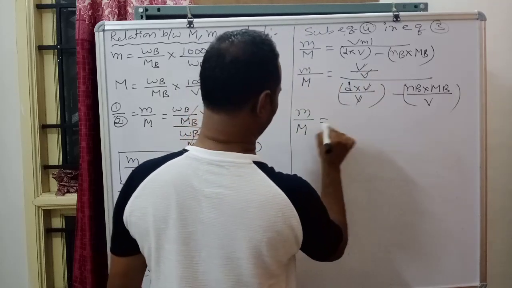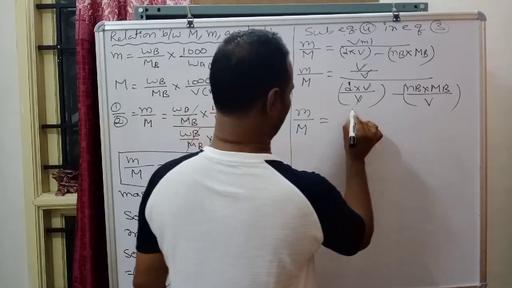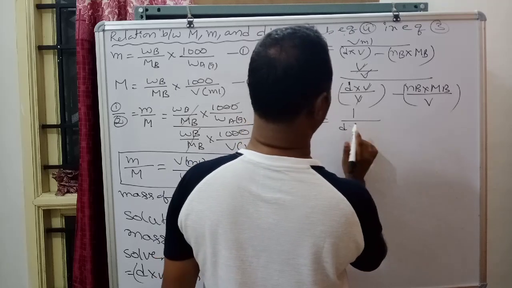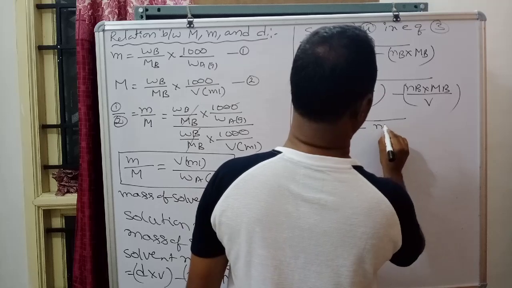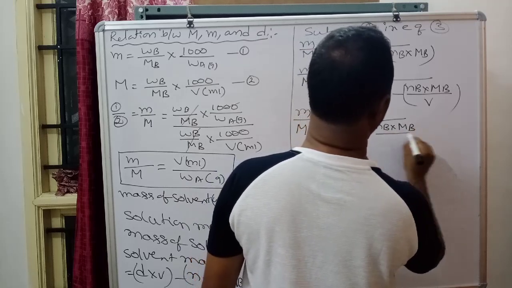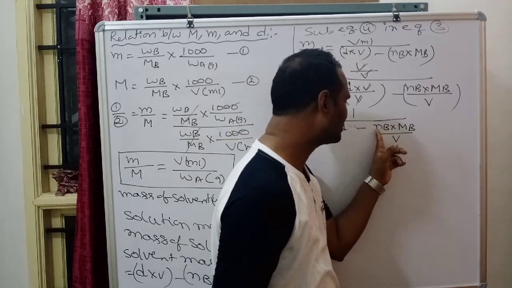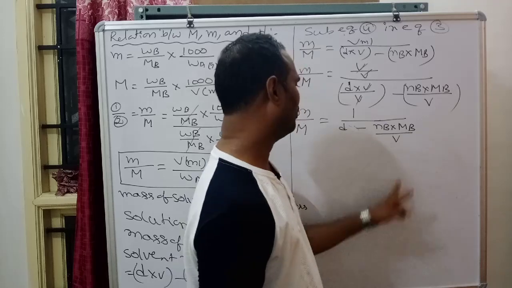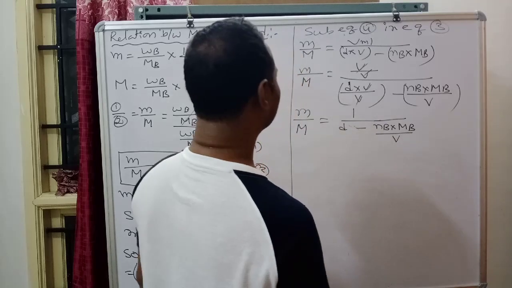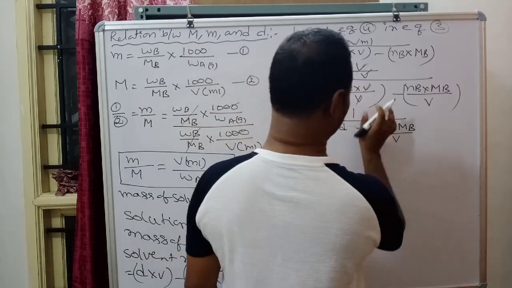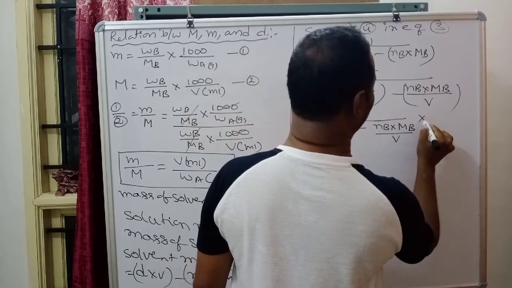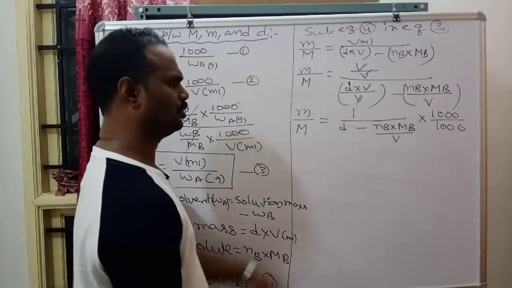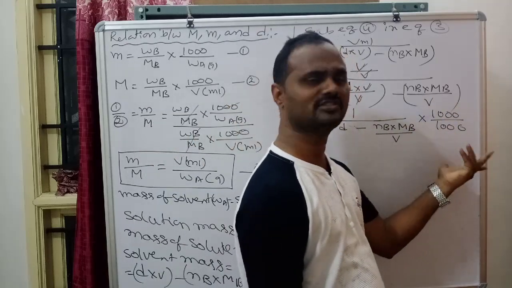Therefore, small m by capital M is equal to 1 by D minus NB MB by V. Once again, recall NB means number of moles of solute, MB means molar mass of solute, and V is the volume of solution. In this equation, the numerator and denominator are multiplied by 1000 by 1000. Multiplying numerator and denominator by the same number is no problem.